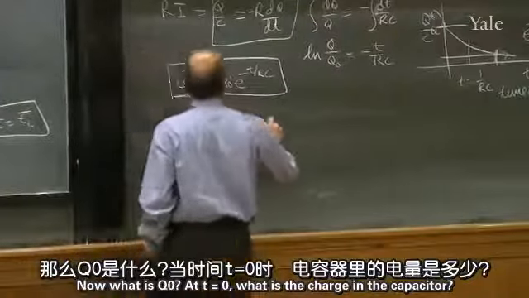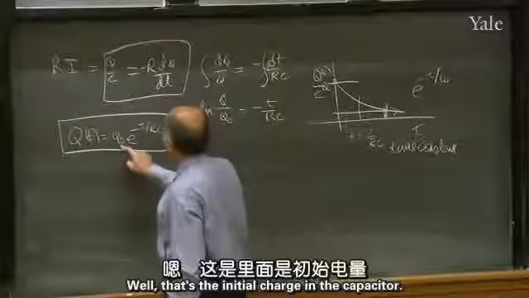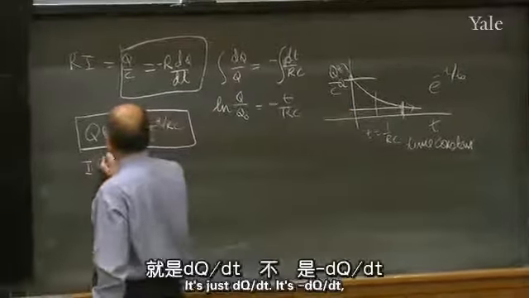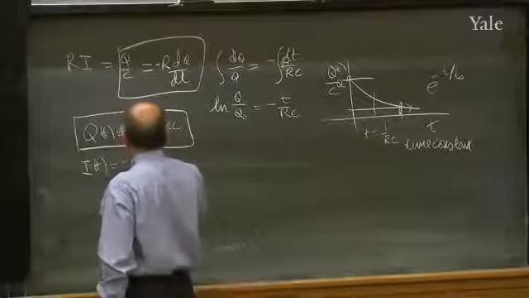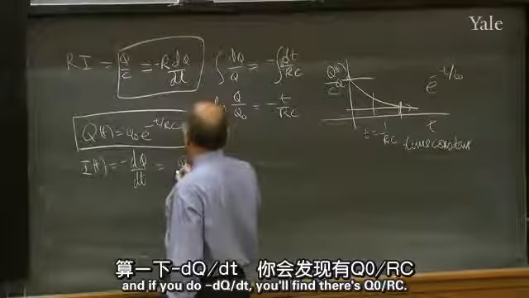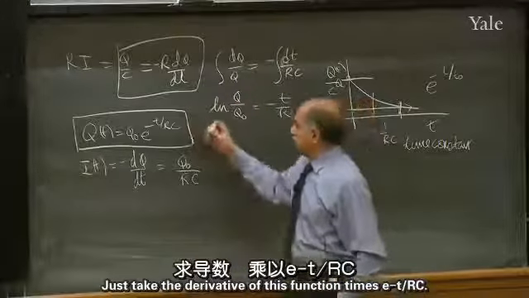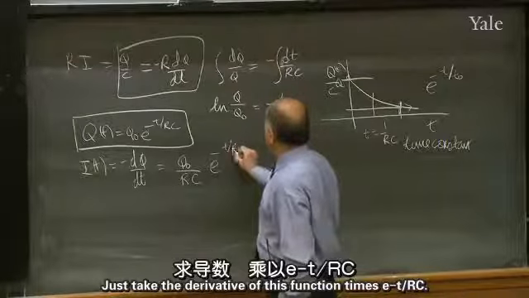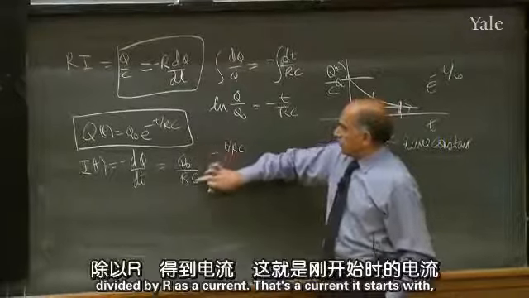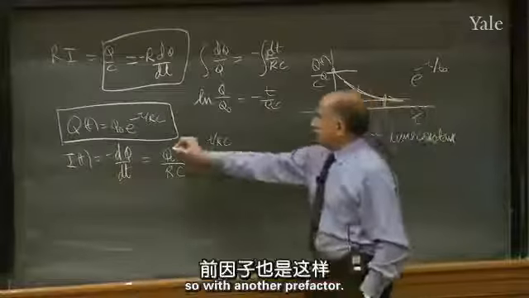Now what is Q naught? At t equal to 0, what was the charge on the capacitor? Well, that's the initial charge on the capacitor. What is the current in this problem? I is just minus dQ/dt. And if you do minus dQ/dt, you'll find it's Q naught over RC times e to the minus t over RC. Just take the derivative of this function. At t equal to 0, Q naught over C is the voltage on the capacitor, divided by R is the current. That's the current it starts with, but the current also decays exponentially, so it's with another prefactor.